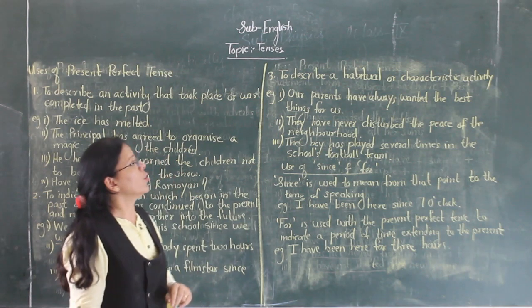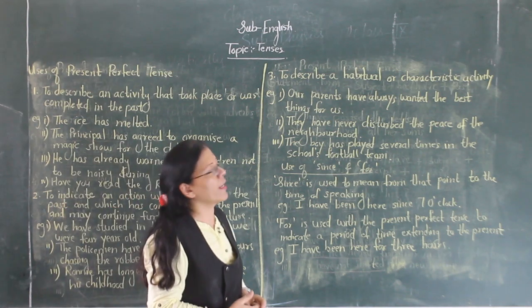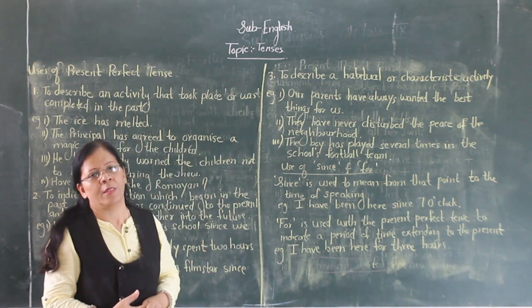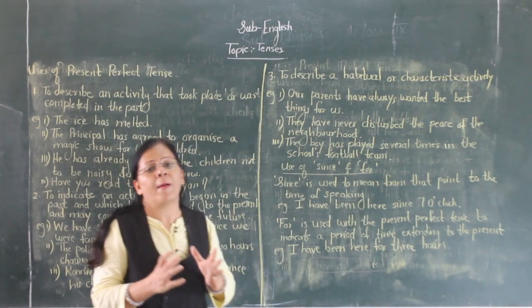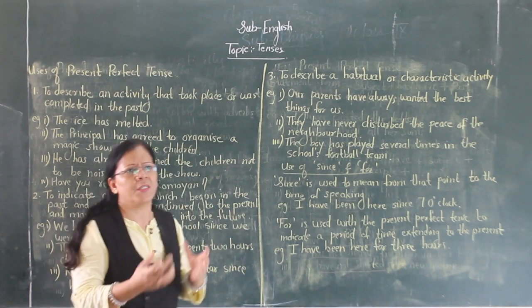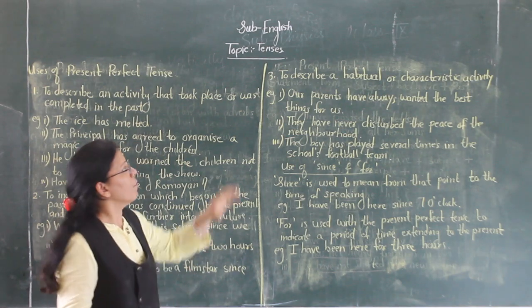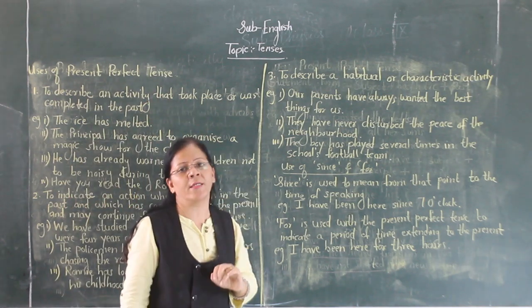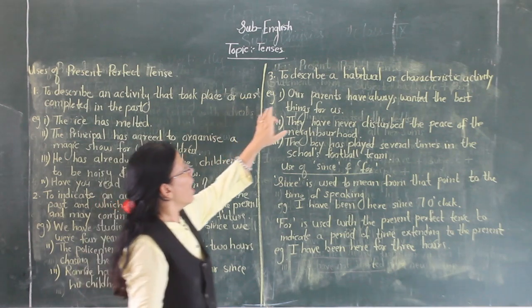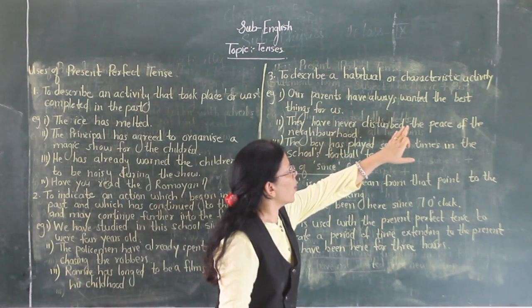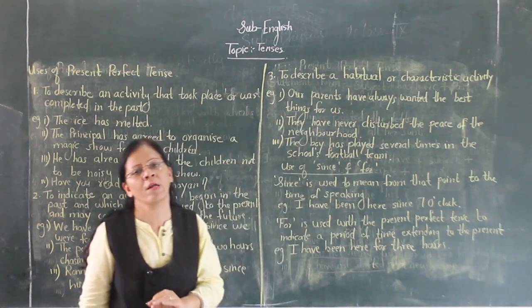The third use is to describe a habitual or characteristic activity. So an activity which is habitual, which is of character. So to describe those activities we use present perfect tense. For example, our parents have always wanted the best things for us.